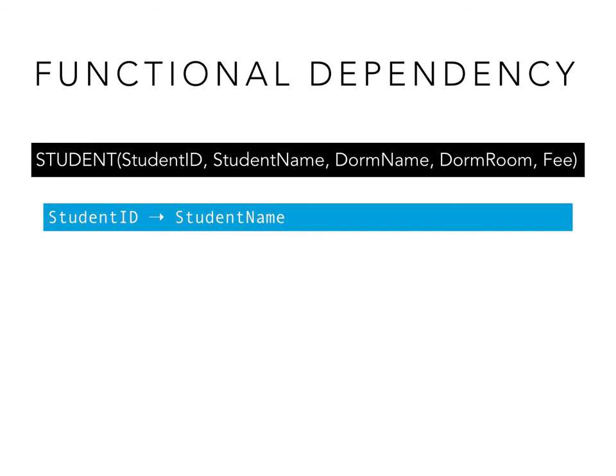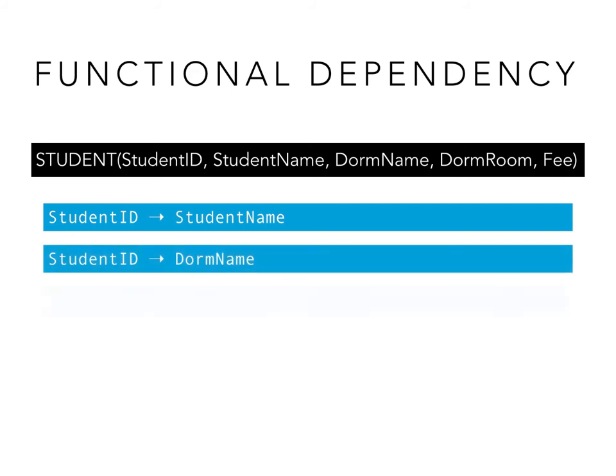What else might we know? Okay, so maybe the dorm name determines the fee. I like that. Right. Student ID should be unique for students. And if we know the student ID, then we know what dorm they're in, we know what dorm room they're in, and we know what the fee they paid is.